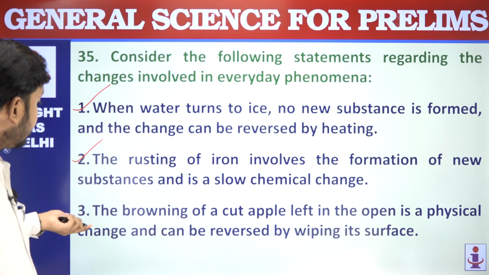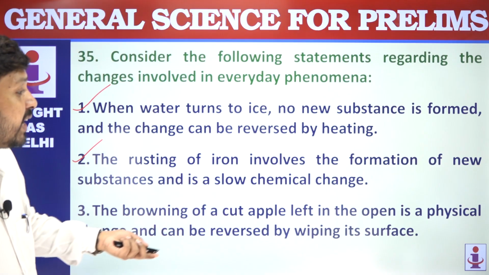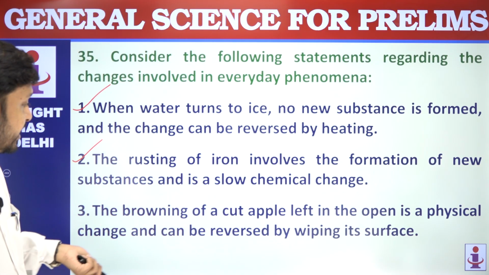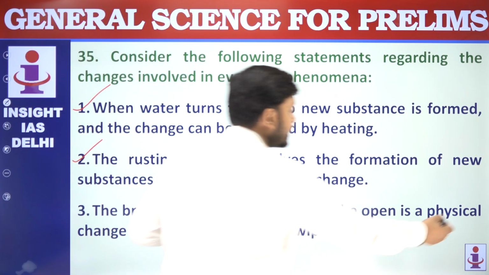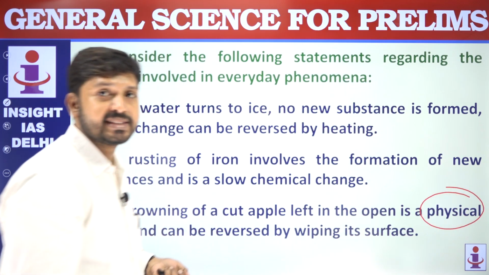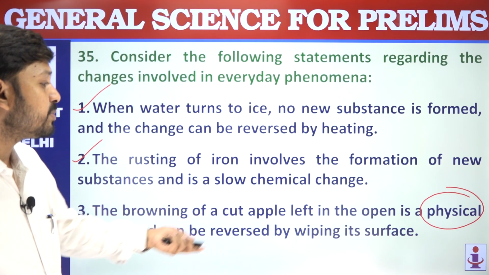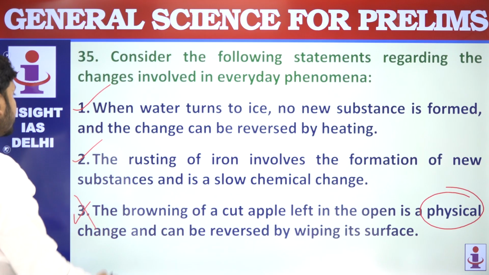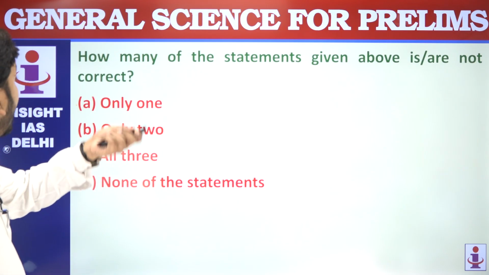This is right. The browning of a cut apple left in the open is a physical change, and it can be reversed. No, it is not a physical change, because some chemical reactions are taking place, and also this cannot be reversed by wiping it out. So this is the wrong statement. So 1 and 2 are correct, and they are asking not correct.